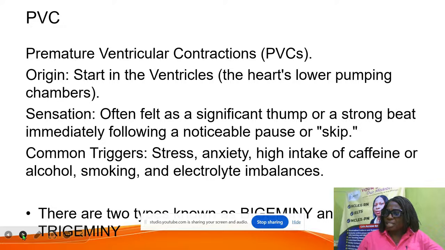PVC is abnormal and premature. It occurs at the ventricles. You know, the other one, the patient feels something like palpitation. This one, the patient feels a kind of thump or a strong beat. The patient will feel it. Or you say, my heart skips. So it's almost the same thing that causes it.